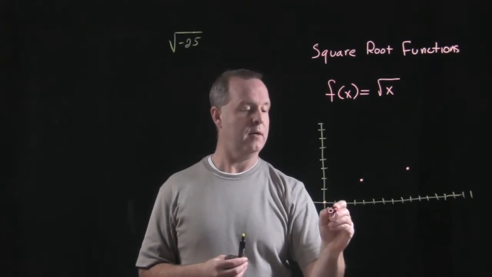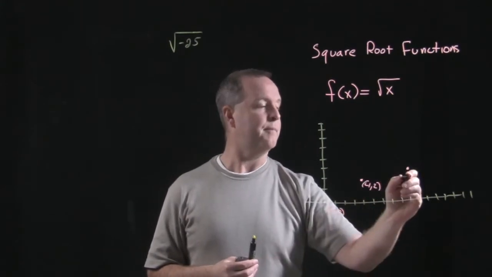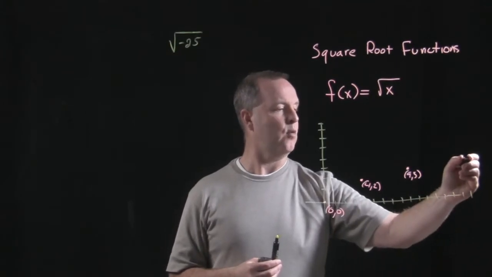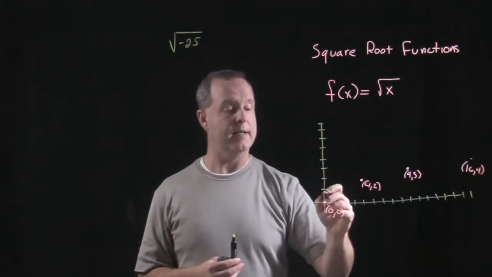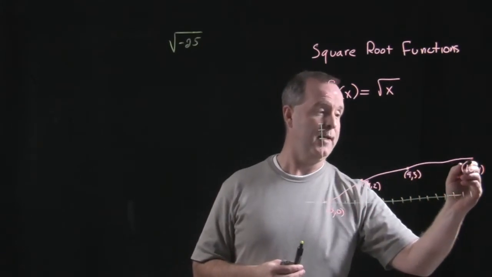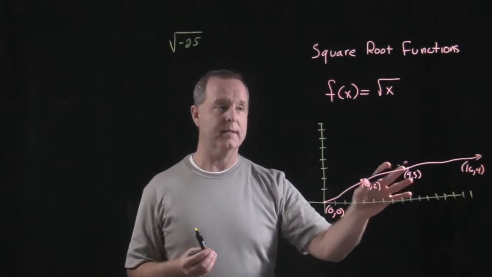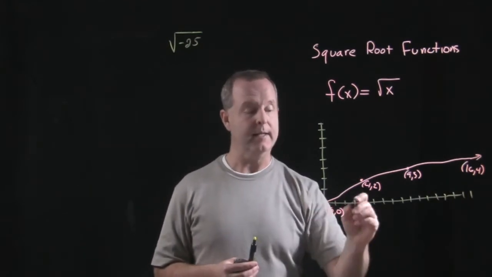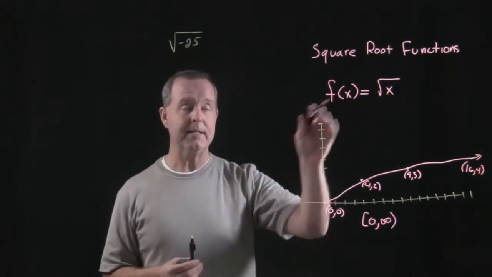So I have the point 0, 0. I have the point 4 and 2. I have the point 9 and 3. And I'd have the point 16 and 4 out there somewhere. And trying to draw a nice, smooth, continuous graph through those points. Imagine it being a little bit more smooth and rounded like that. That presents to us what the graph of our basic square root function looks like over a domain of 0 to positive infinity. 0 can be a solution in this.